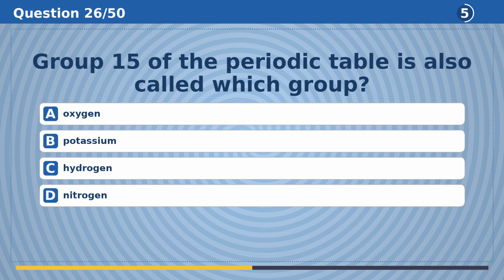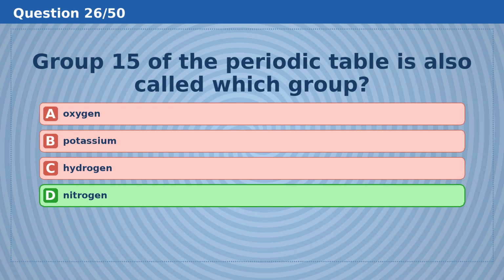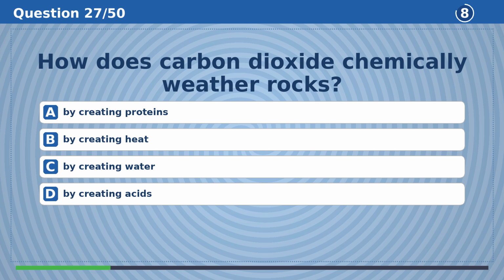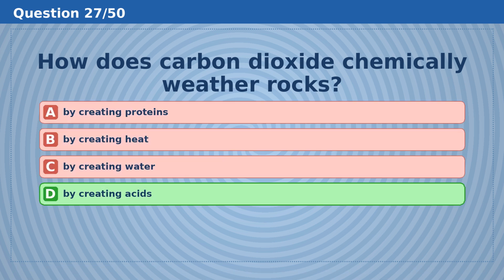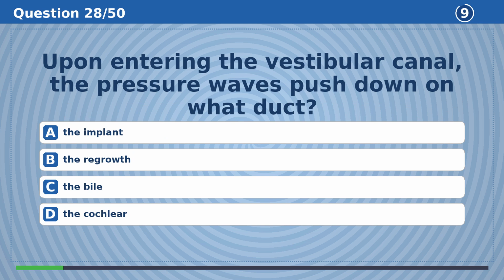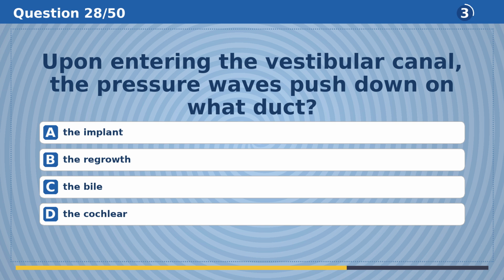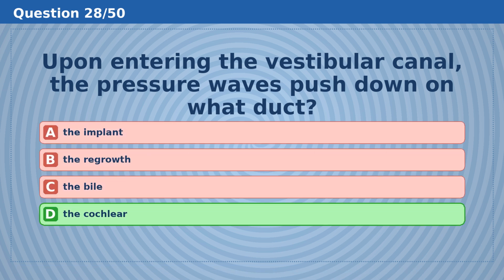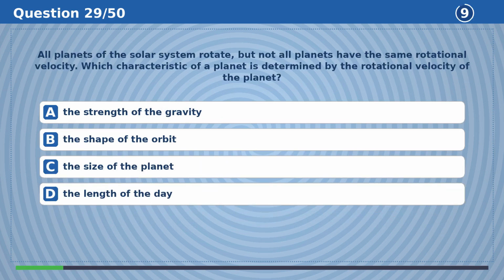Group 15 of the periodic table is also called which group? The answer is D. Nitrogen. How does carbon dioxide chemically weather rocks? The answer is D. By creating acids. Upon entering the vestibular canal, the pressure waves push down on what duct? The answer is D. The cochlear.